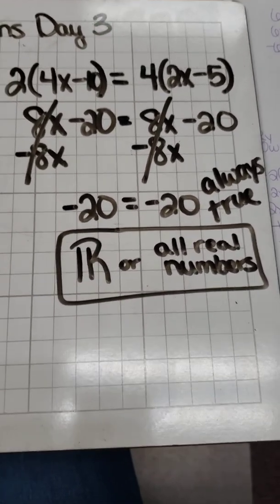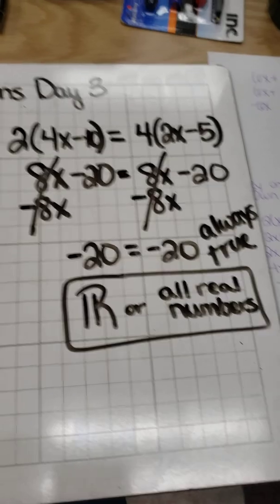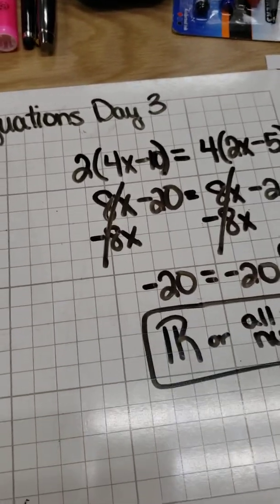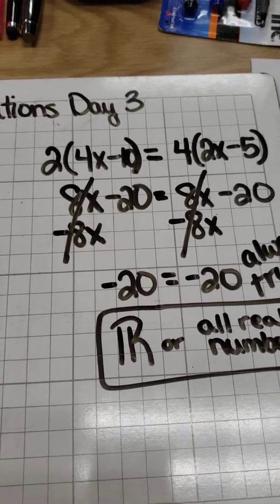And then as always, if you solve equations and you still get something like x equals 4, that's still okay. These are just some special cases that pop up every once in a while, and I just wanted to cover those.